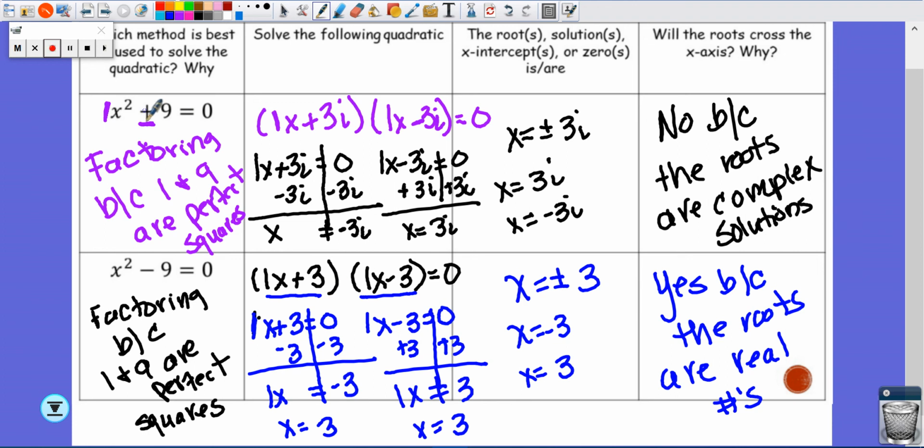Now, you're probably wondering, why does this have i and why does this one not have i? When you see a plus here, then you know that behind the perfect square, once you take the square root of 9, you're going to put the i. So when there's not a plus there, you just put the square root of the perfect square. And then you're done.